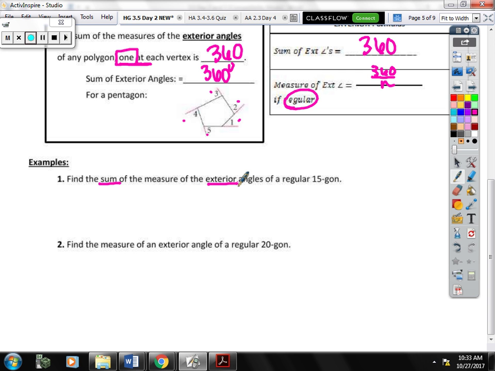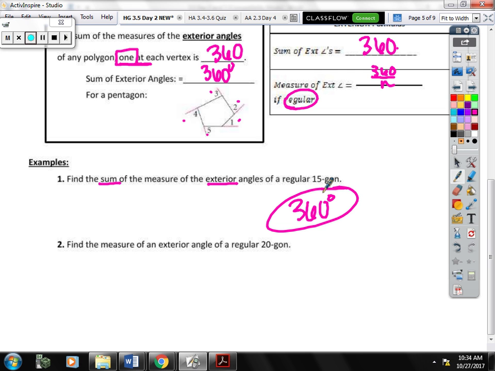All right, the first one says find the sum of the measures of the exterior. Now, so now we know two formulas. We know sum of the interior, n minus 2 times 180, and we know sum of the exterior, so you have to be careful. Sum of the exterior of a 15-gon, which means there's 15 sides, no matter how many sides it has, it doesn't really matter. The answer is 360. You have to be careful because in the homework they are going to mix them up.